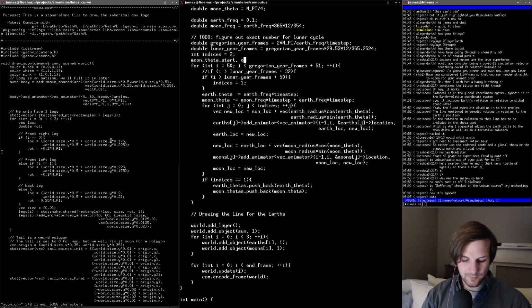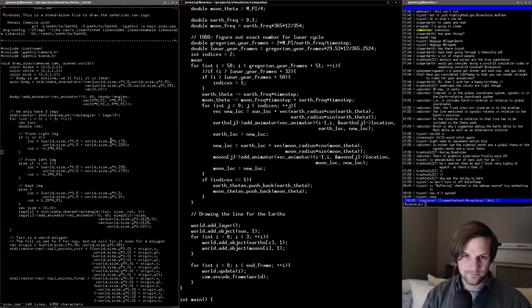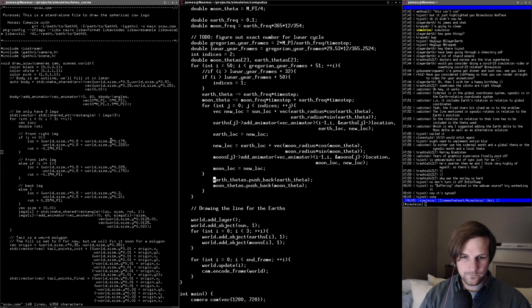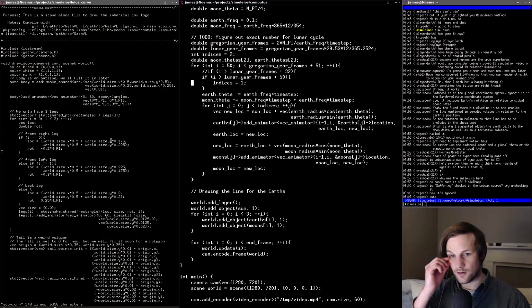And then moon, let's do an array of 2 doubles, moon theta 2, and earth thetas 2. Wonderful notation here. And what I'm going to do is, at this point in time, I'm going to go ahead and save. I'm going to save the second value.